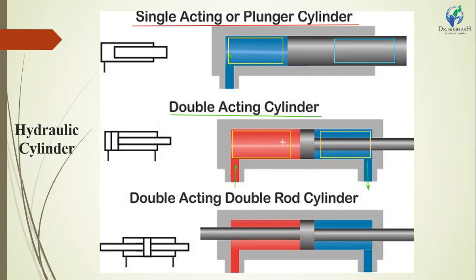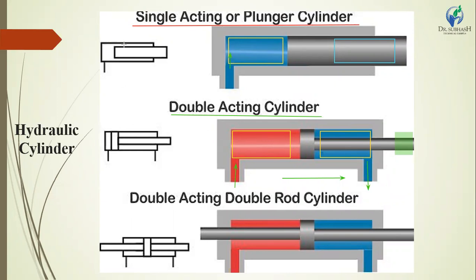Here the red color shows that the fluid enters into the cylinder and creates a higher pressure on the piston, and the piston moves from the right side and creates a heavy force at the end of the rod. On the other side, this blue part shows the excess oil from the cylinder coming out of the cylinder and returning to the hydraulic tank.